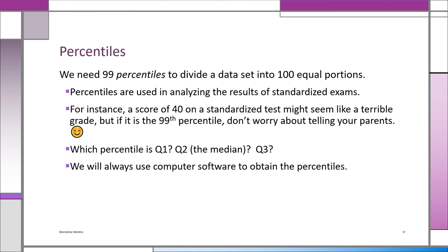The 99th percentile means that you beat 99%, but 1% beat you. Q1, Q2, Q3, we already spoke about this. Q1 is the 25th percentile. You beat 25%, 75% beat you. If you're at Q2, which is the median, you beat half the people taking that test, half beat you. Q3, you beat 75%, 25% beat you.